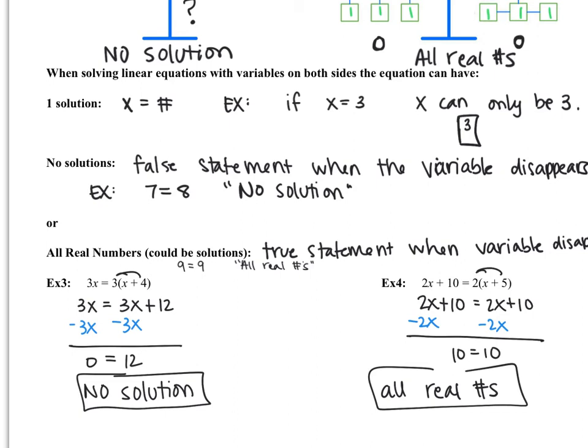Which also makes sense because here I have 3 x's and here I also have 3 x's, but on one side of my scale I'm adding 12 and on the other side of my scale I'm not. So this would never be possible to balance.